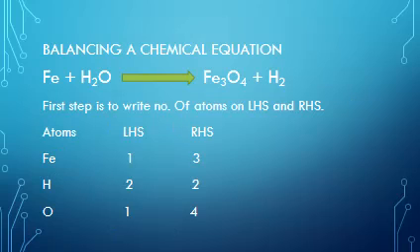Balancing a chemical equation. For example, this one, Fe plus H2O gives you Fe3O4 plus H2. First step in balancing a chemical equation is to list down the atoms which are taking part in the reaction, that is here Fe, hydrogen H and oxygen O, and the number of atoms present in LHS and RHS. So Fe we can see 1 and 3, hydrogen 2 and 2, oxygen 1 and 4. That means this equation is not balanced.